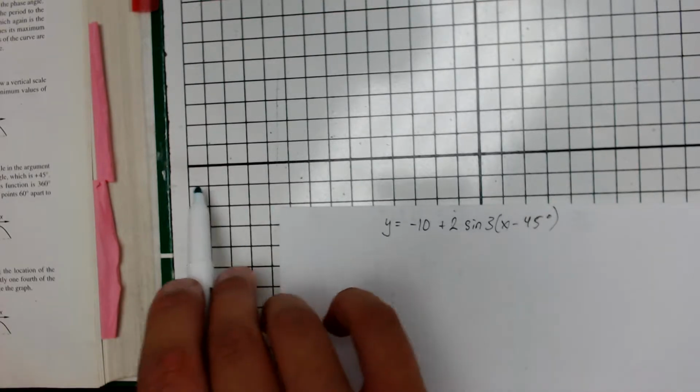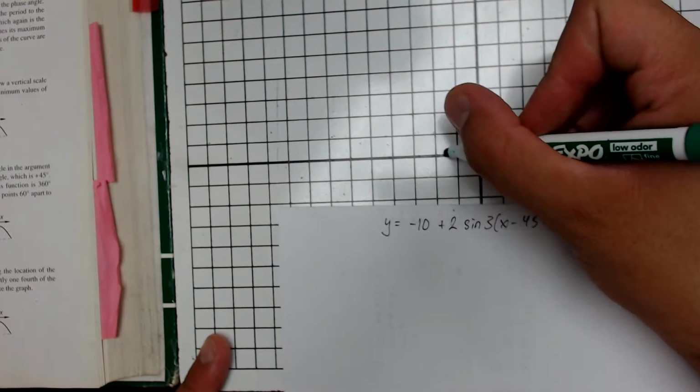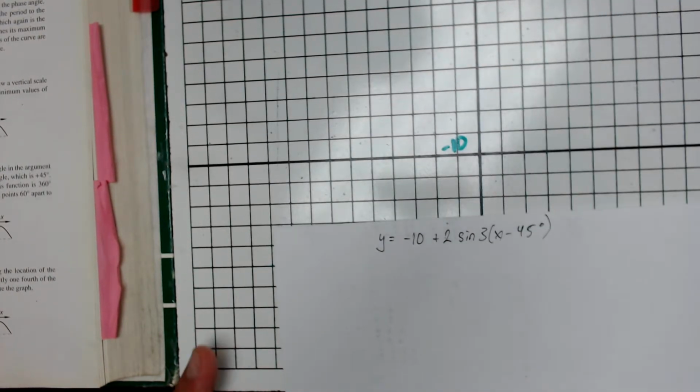So let's start with the negative 10. All right. So y equals negative 10 plus 2 times sine. The negative 10, if you remember, is going to be our middle line. So our middle line is going to be at negative 10. I've already marked one thing.